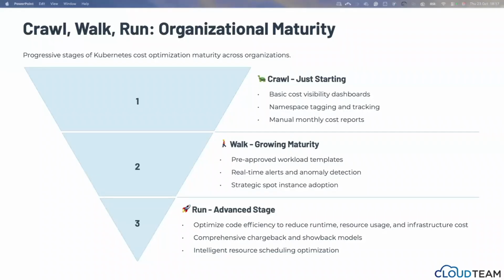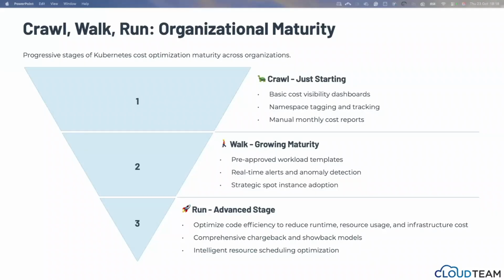Then we go to the second stage, which is the walk stage. Things start to become more structured at this stage, and standards begin to appear. Instead of everyone deploying workloads however they want, teams start to use pre-approved templates. In those templates, they define the right configuration, the right CPU and memory requests and limits. It's like giving a developer a smart start, already partly optimized for performance and cost. So this alone can prevent a lot of over-provisioning and unplanned spend.